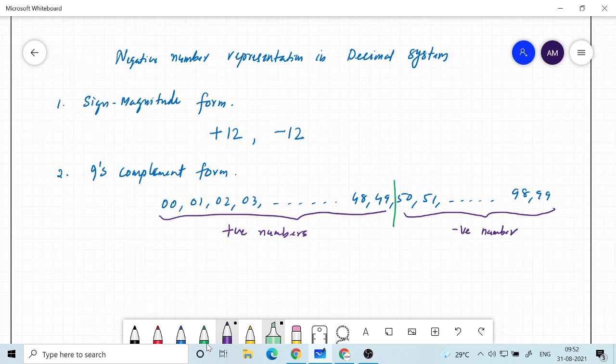So in other words, 50 is not plus 50. In 9's complement form, 50 actually corresponds to minus 49. So let me write it. So 50 actually signifies minus 49. So in sign magnitude form, 50 means minus 49. And then what about 51? 51 is basically minus 48. So like that it goes, and finally what will happen? This will be minus 01, and this will be minus 00.